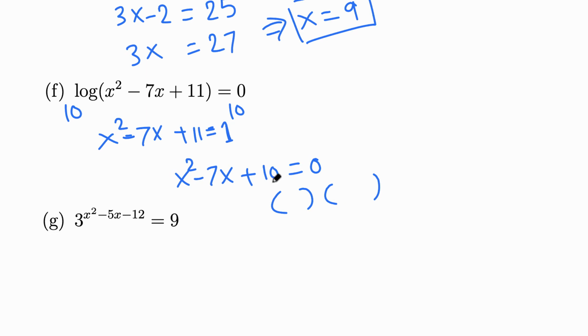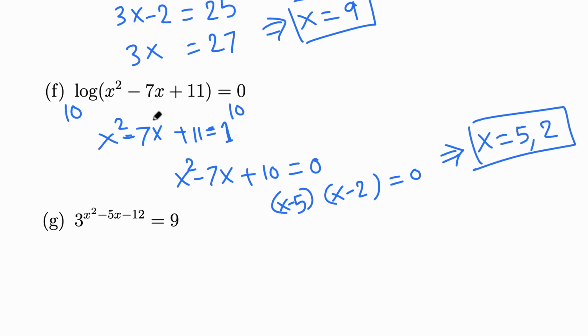It's a quadratic trinomial, so it factors as a product of 2 binomials. 5 times 2 is 10, and the sum is negative 7. So that gives us x minus 5 equals 0, or x minus 2 equals 0. So x minus 5 equals 0 means x equals 5, and x minus 2 equals 0 means x equals 2. We are supposed to check if they work. Let's plug in here, and you'll see that both of these answers work.